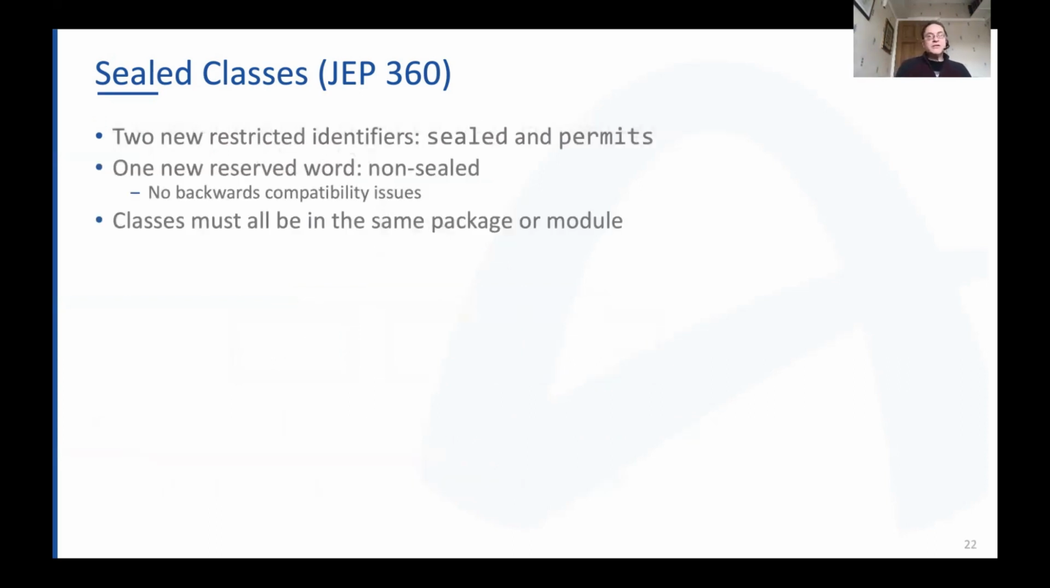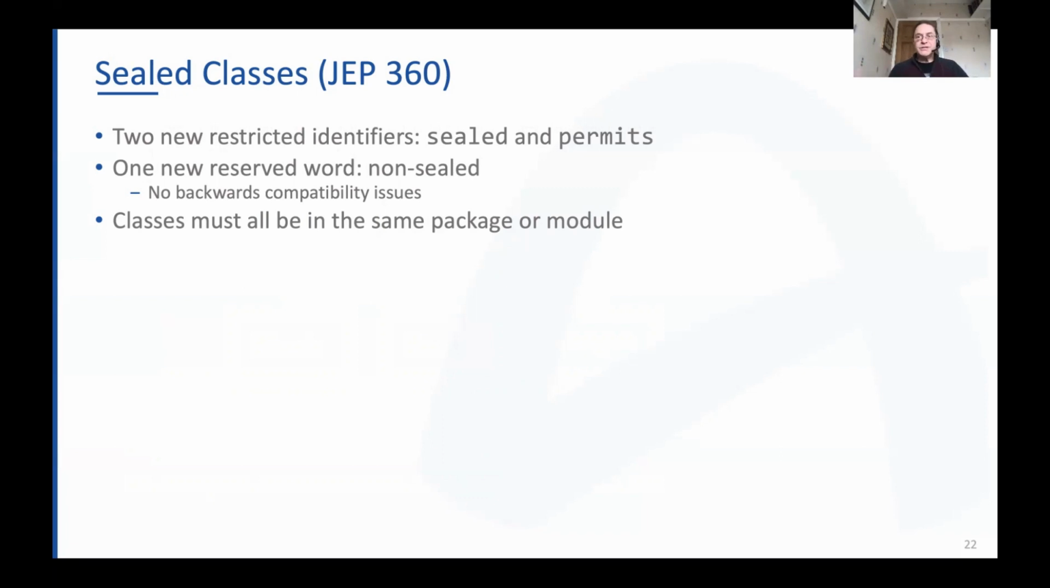Now, in terms of how this works, it introduces two new restricted identifiers. These are sealed and permits, and restricted identifiers are things like var, where you can use it without it preventing you from using it as a variable name. So you can still use sealed and permits as variable names, but in certain situations where they're used, they're used as a keyword rather than an identifier. It also has one new reserved word, which is non-sealed. Now, because this has a hyphen in it, this is the first reserved word ever to have a hyphen in it. So there are no backward compatibility issues with that. You can't use a hyphen in a variable name in Java, so it doesn't cause a problem.